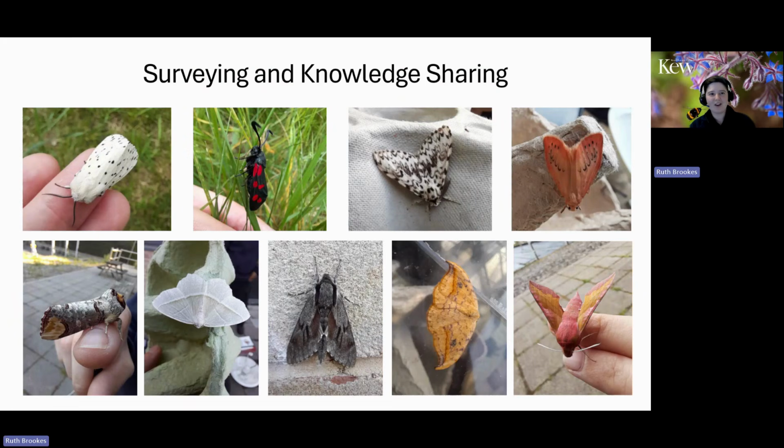Just to finish up my quick tips, I thought I'd talk about the importance of surveying and knowledge sharing. So these little moths are part of our regular moth trapping at Kew. We run a little light trap and we identify the moths that we catch. And that helps us manage the site, partly because once we've identified the moths, we can identify their food plants and make sure we're providing what they need to thrive.